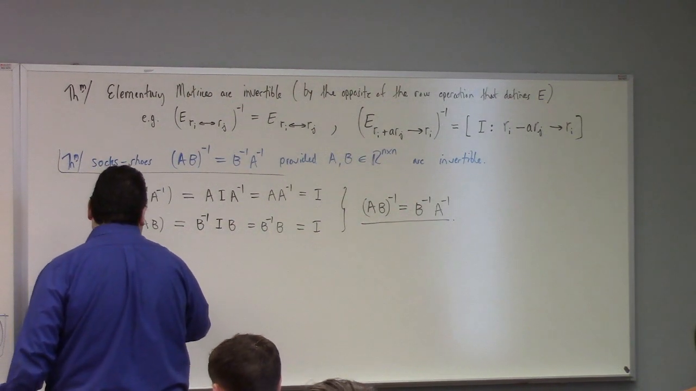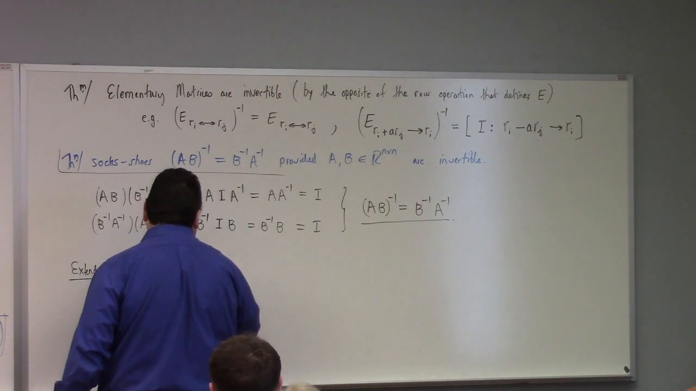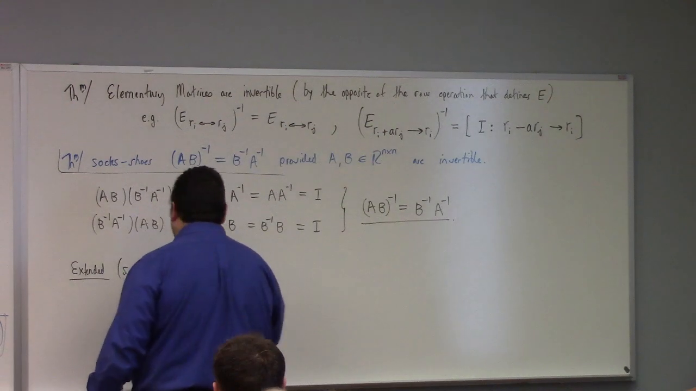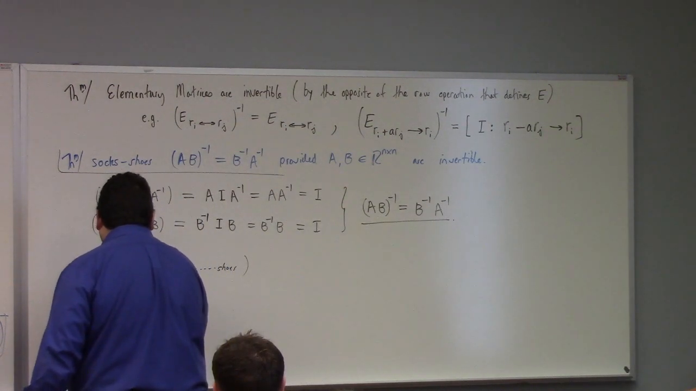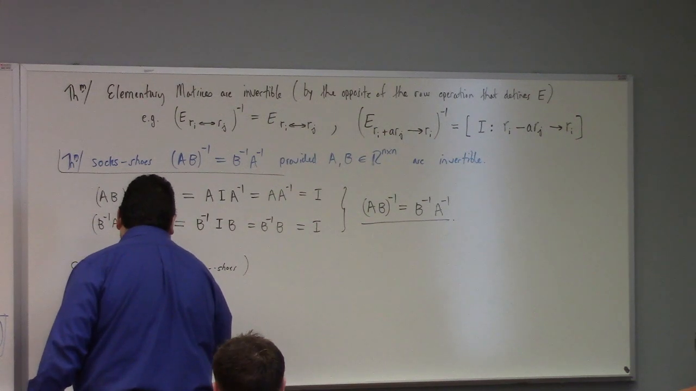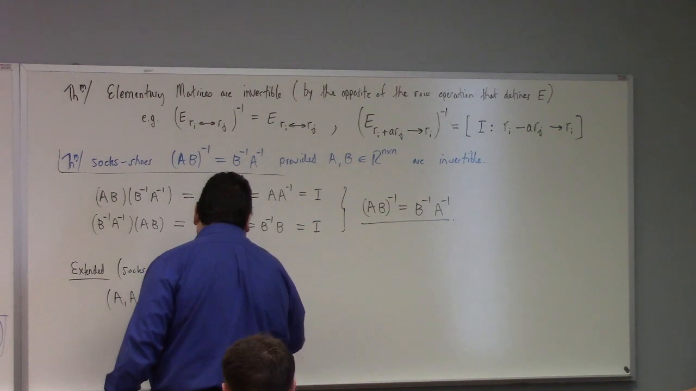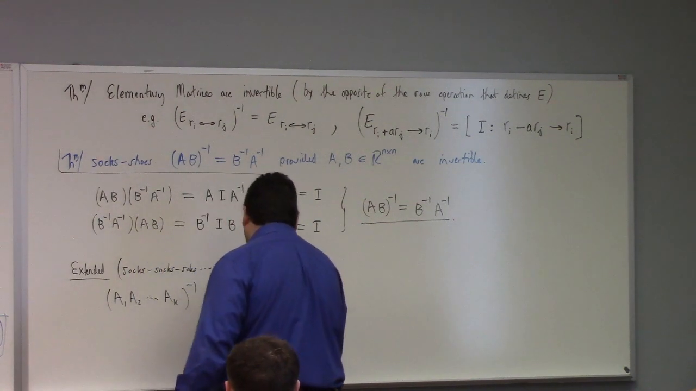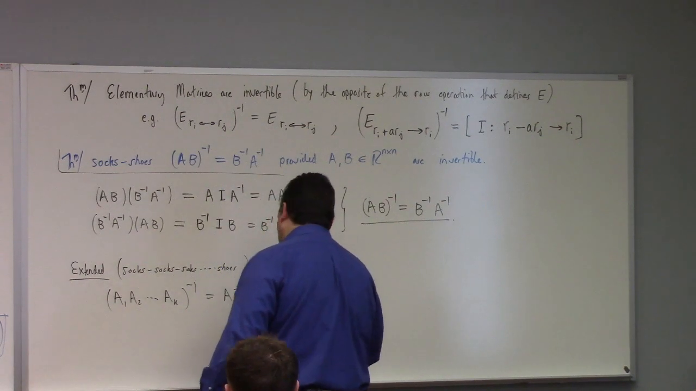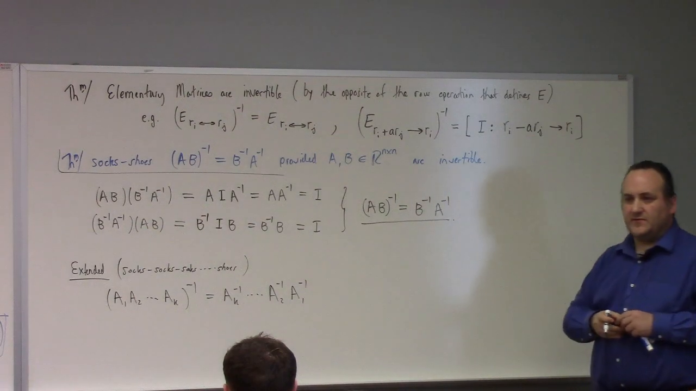Socks, shoes theorem. Sorry, I'm an idiot. So if you had A1, A2, up to AK inverse, what would that be? That would be AK inverse, A2 inverse, A1 inverse. So whenever you're inverting a product, it's the product of the inverses in opposite order.